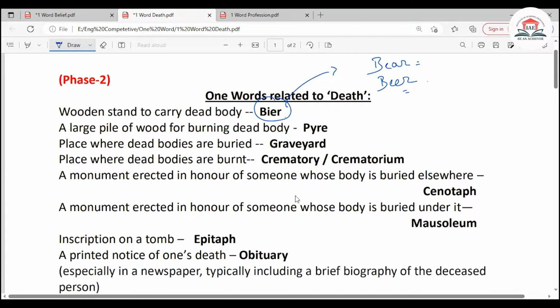Yes, sir. Now, next, pyre. Next word. It's a very easy word. A large pile of wood for burning dead body. Now, we call it chitta, right? When the body is burned according to the earlier custom. So huge piles of wood are taken together to burn the body, so that nothing remains, no body part should remain in this terrestrial world. It should be burnt into ashes completely. Right? So this is called pyre.